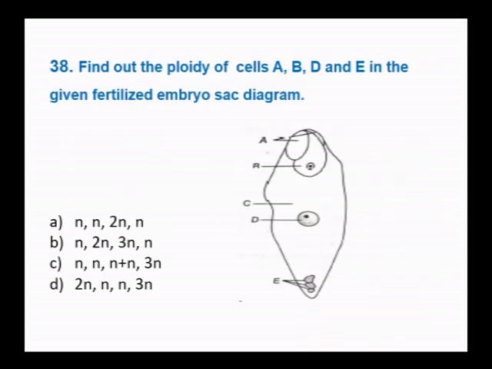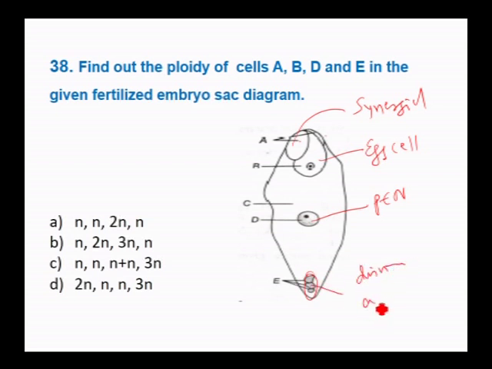Next question. Find out the ploidy of A, B, D and E. First you have to see the diagram properly. Here the cells are degenerating and this is the egg cell. These two must be synergids. This should be the PEN, because these are already disappearing, these are disintegrating antipodals. So one of the synergids is damaged because of the entry of the pollen tube. So synergids are always haploid.